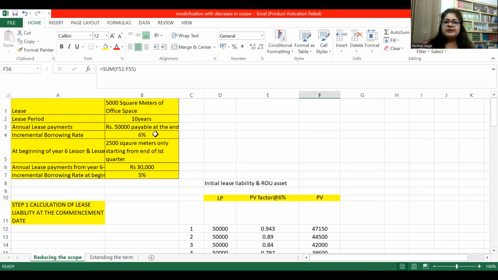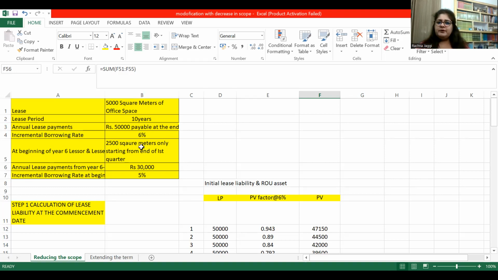Incremental borrowing rate is 6%. At the beginning of year 6, lessor and lessee decide to reduce the scope of the asset, and it comes down to 2,500 square meters only, starting from the end of the first quarter. Earlier it was 5,000 square meters in the original lease. On modification, they have reduced the scope to 2,500 square meters. Annual lease payments decided from year 6 are 30,000. Of course, now the lease payments are also reduced. And the incremental borrowing rate at the beginning of year 6 is 5%. So this is the fact of the case.